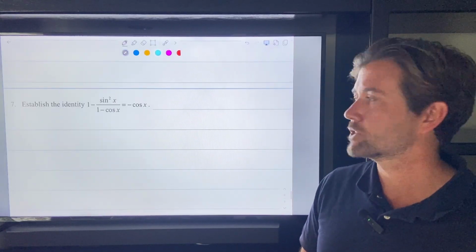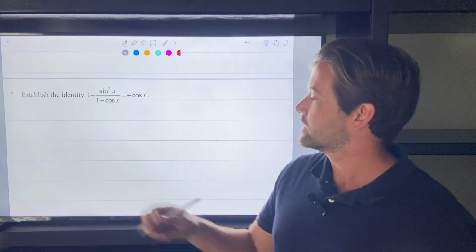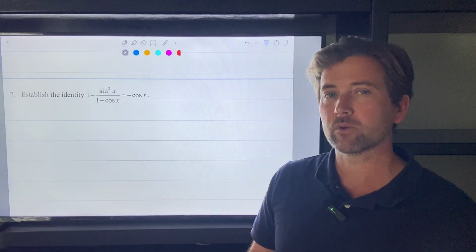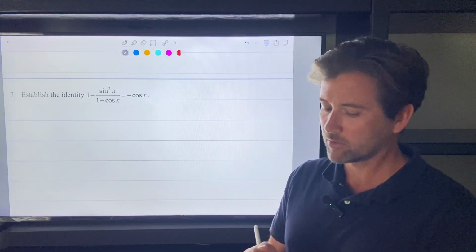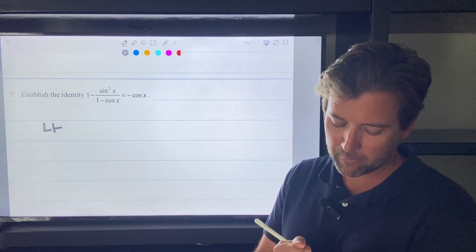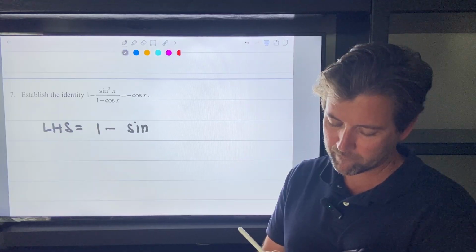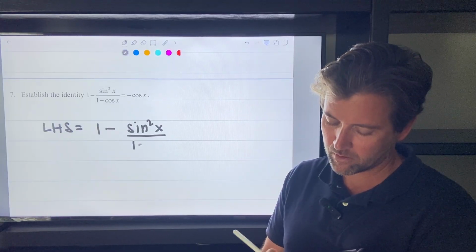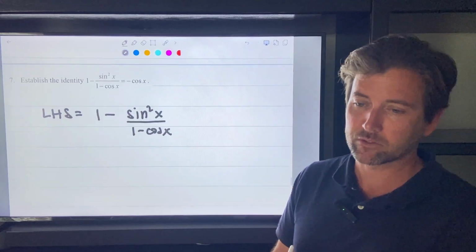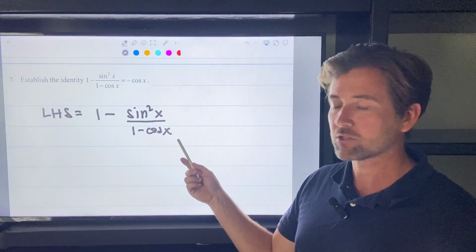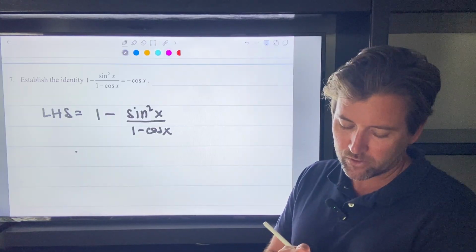All right, last question, number 7. Okay, so we want to establish this identity. This is for sure a true statement. We just want to show that it is true. So I'm going to take the left-hand side. And we have two options. Some people multiply by the conjugate, 1 plus cosine of x over 1 plus cosine of x. That works. Now what you could do is this.